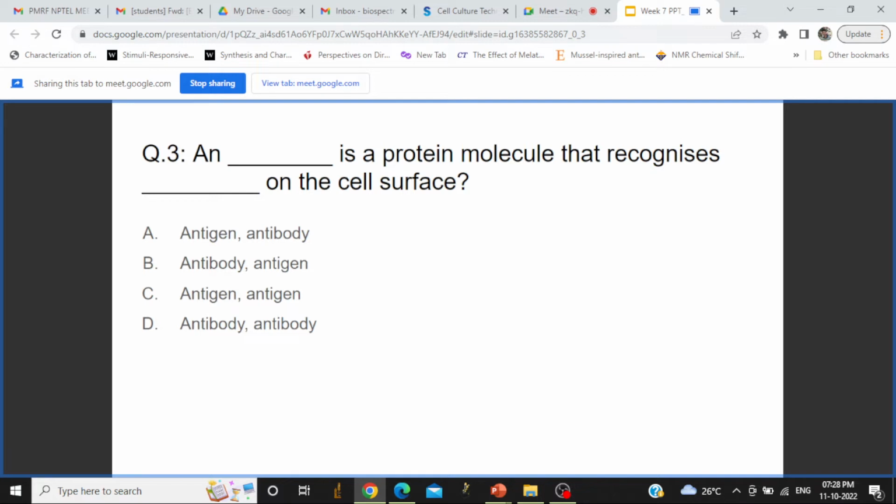So question number 3, this is a very simple question. Dash is a protein molecule that recognizes dash on a cell surface. There are 4 answers. First, antigen is a protein molecule and recognizes antibody on a surface. Second answer is antibody is a protein molecule and recognizes antigen on a surface. Third is the antigen, and fourth is the antibody. So what is the answer?